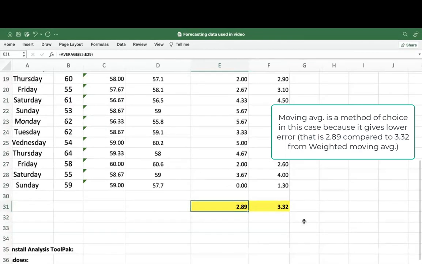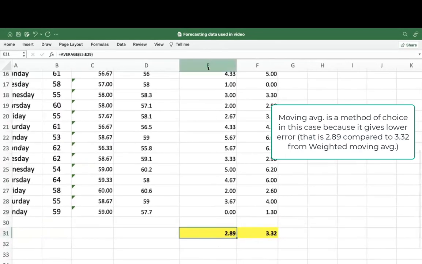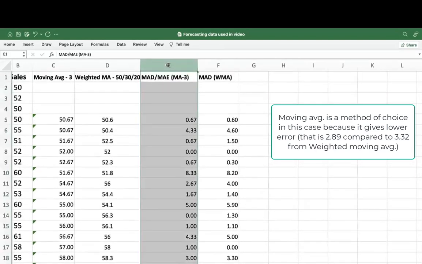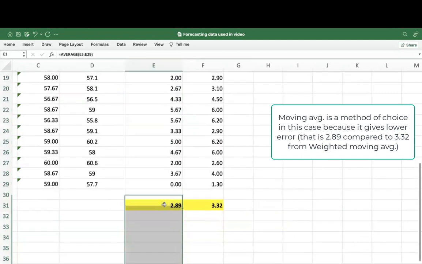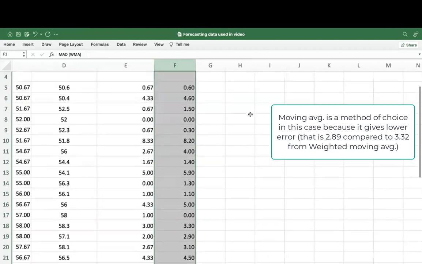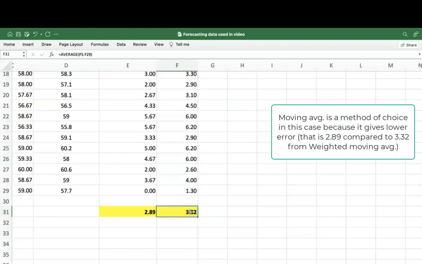So I will repeat this whole process. We calculated mean absolute deviation. Again, that's about the difference or deviation of the forecast against actual, and it turns out to be 2.89, and this is for moving average. And when we apply the same technique to weighted moving average, then we get 3.32. 3.32 is larger, which means deviation or difference is larger. The difference between actual sales value and forecast is much higher than this one.